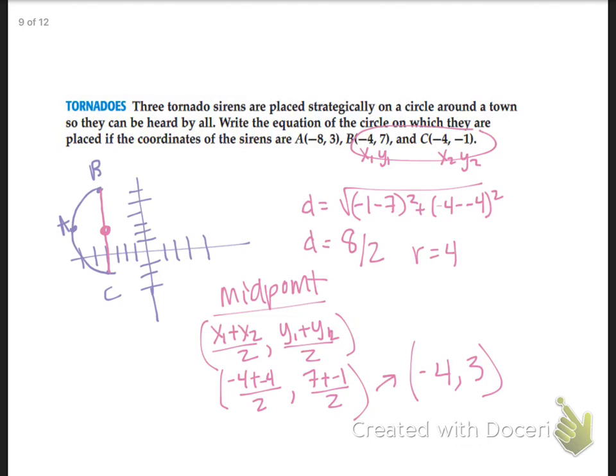So that's my center. So I've got (x plus 4) squared plus (y minus 3) squared is equal to, when I plug my radius in here, 4 squared, which gets me 16, because remember when we're putting them in, they all have squares.